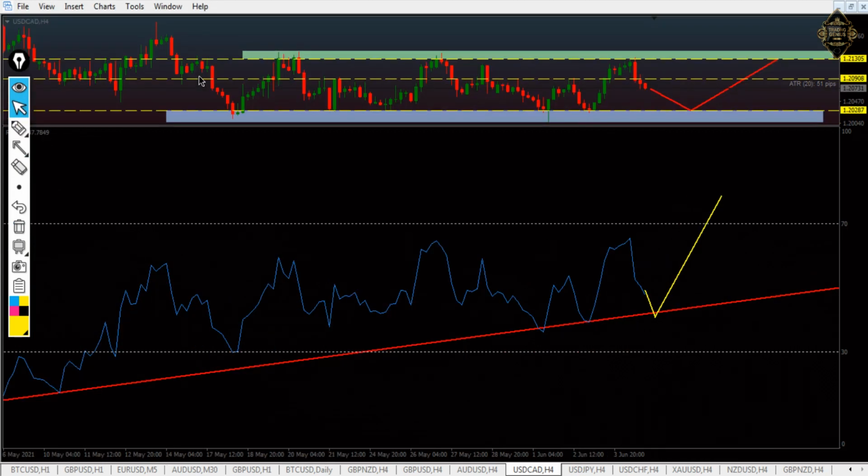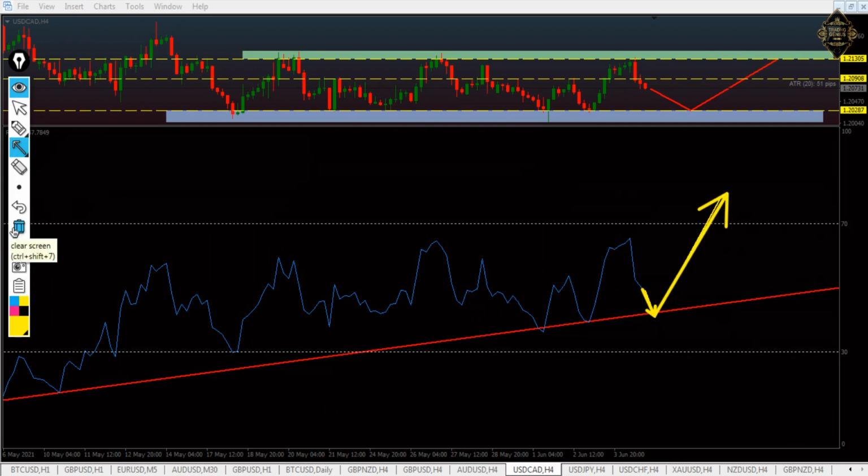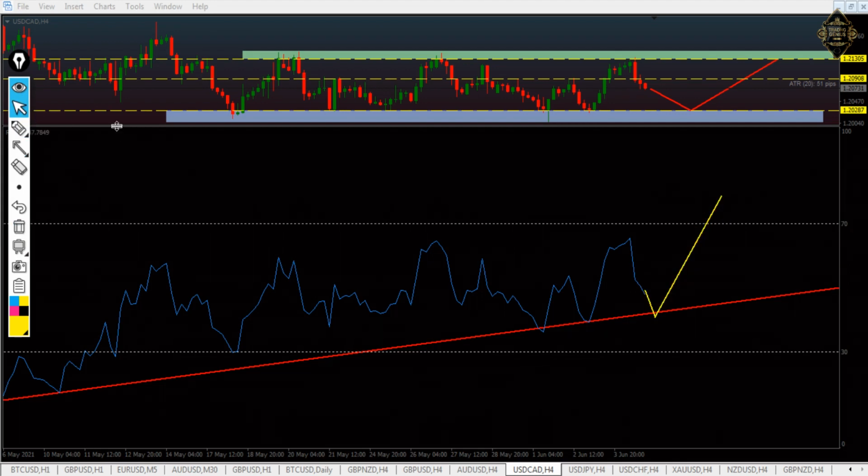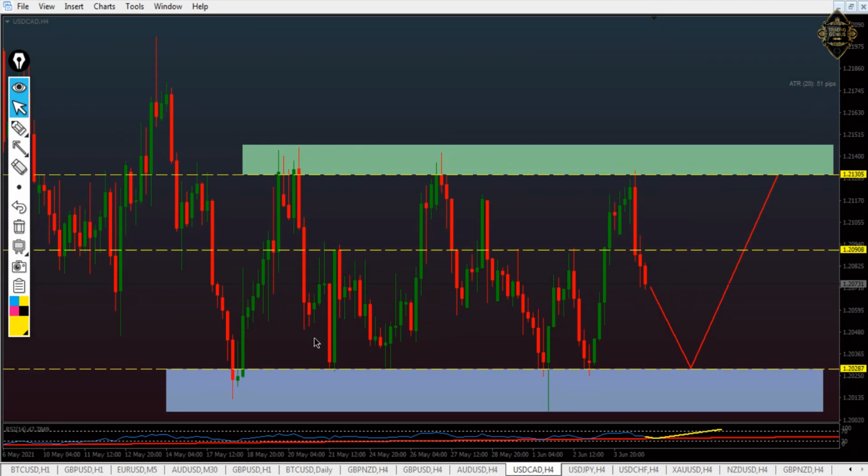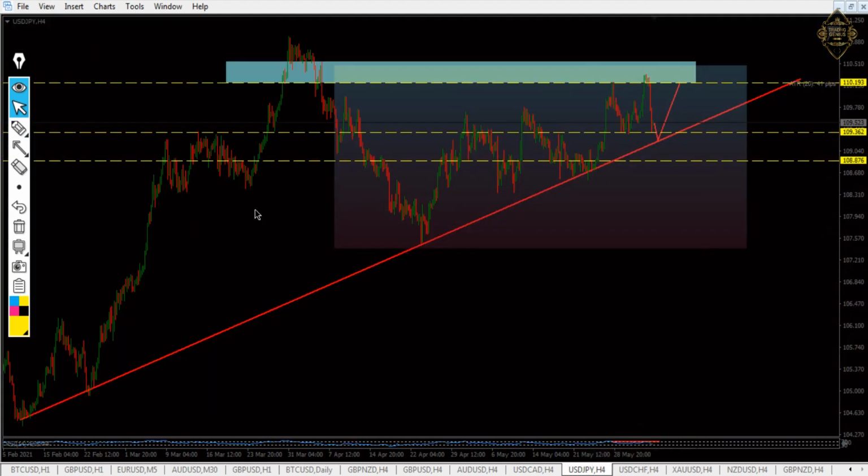So, and that's why we told you we wait in the retest of that trend line. Then you enter long here. I think everything is too clear, my friend. The other pair we got is USD Japanese yen.